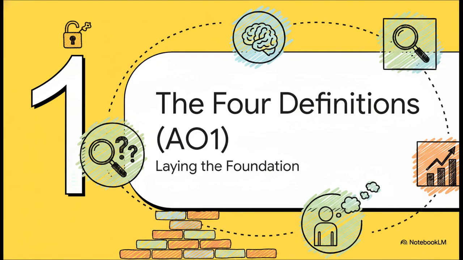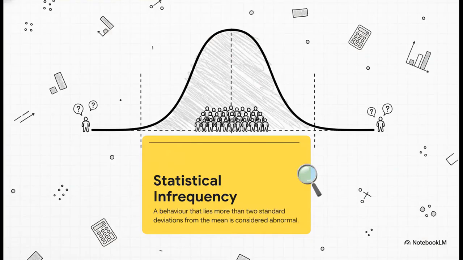Time to lay the foundation and lock in those crucial AO1 marks. We're going to cover the 4 key definitions you absolutely need to know. First up, we've got statistical infrequency, and this one is pretty much all about the numbers. The idea is super simple. If a behavior is rare, it's considered abnormal.